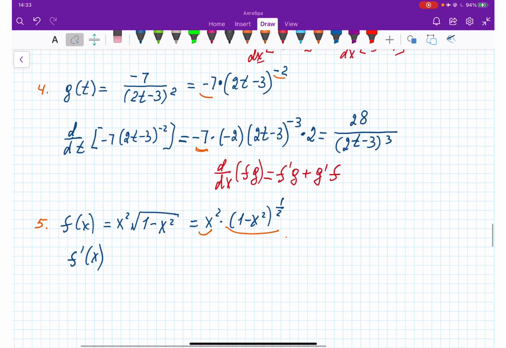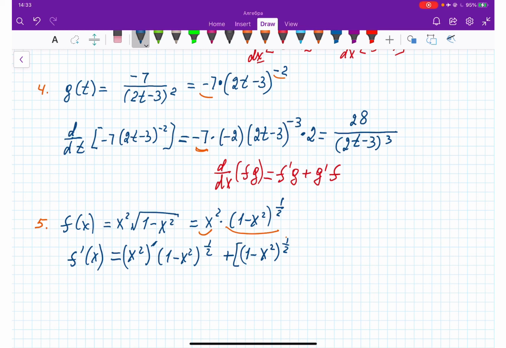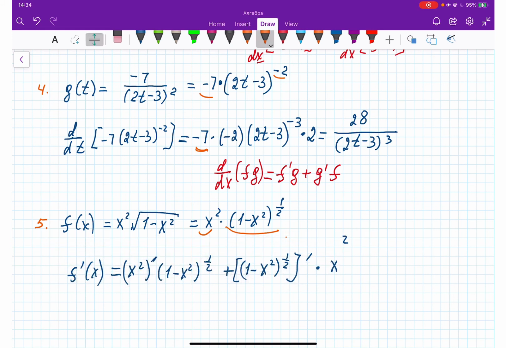So this is equal to, first, the derivative of x squared times (1 minus x squared) to the power 1/2. Let me put it in angle brackets so we know it's a derivative, otherwise you might take it as a 1. And then plus the derivative of (1 minus x squared) to the power 1/2, multiplied by x squared. So x squared is f, and (1 minus x squared) to the 1/2 is g.